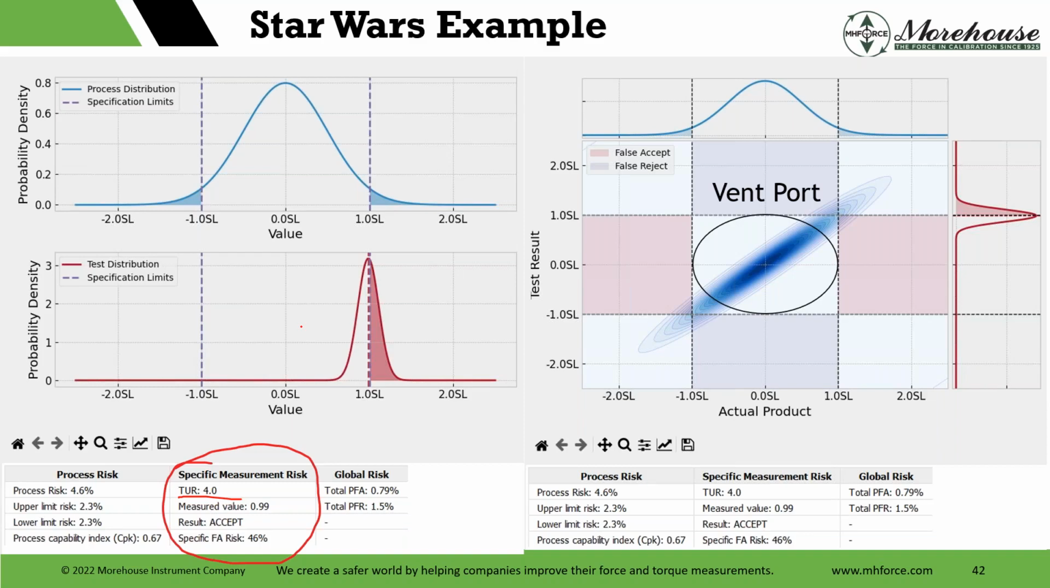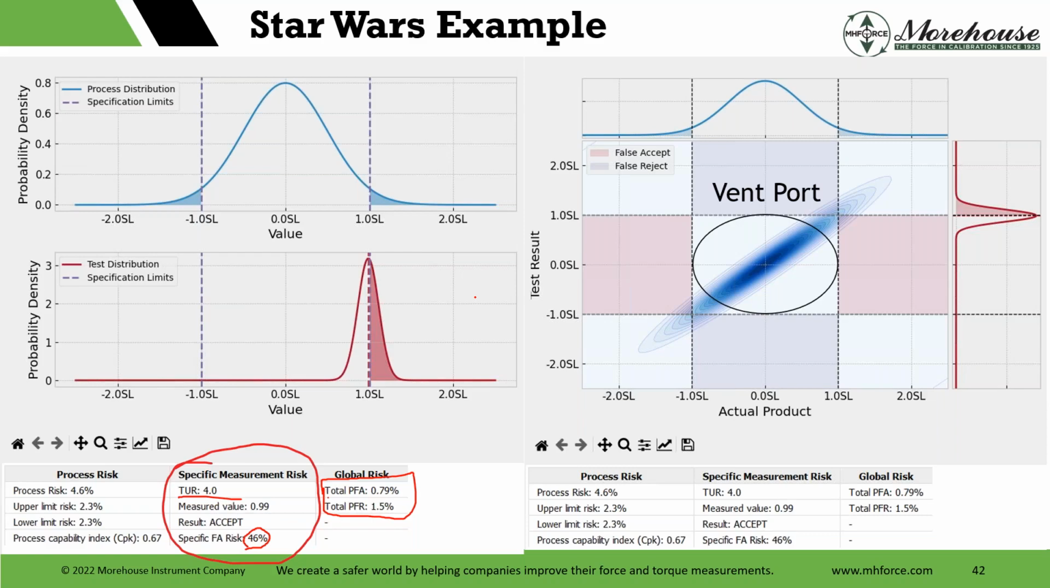TUR is usually used for just global risk, right? But it can be used for specific as well. It just gives you a quick ratio. Measured value, specific risk, as we said, 46%. Well, globally, since we have all these numbers and we have the high TUR here, globally, this is saying, hey, Luke takes the shot, even though we measured it at 0.99, it's basically saying that our PFA, probability of false accept, is 0.79%. So there is a very, very high percentage chance that it is going in, as stated before.